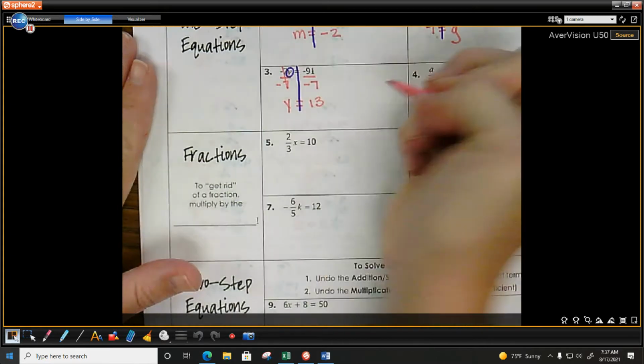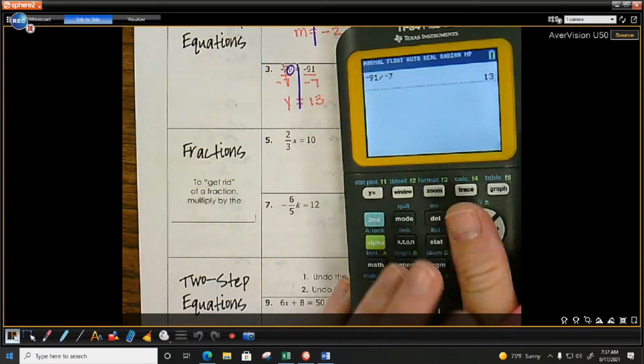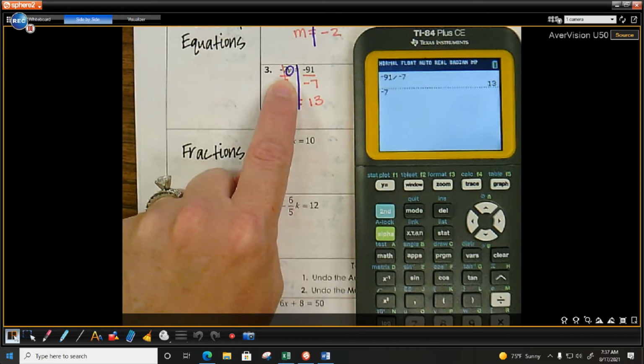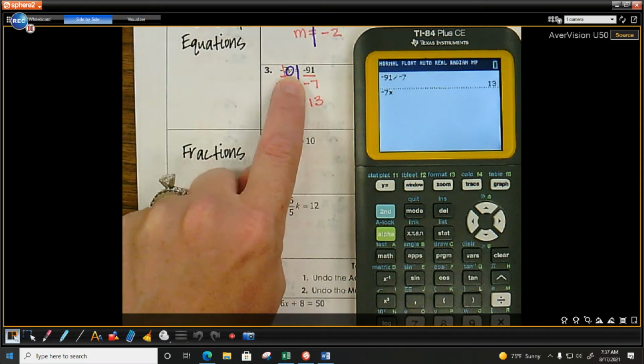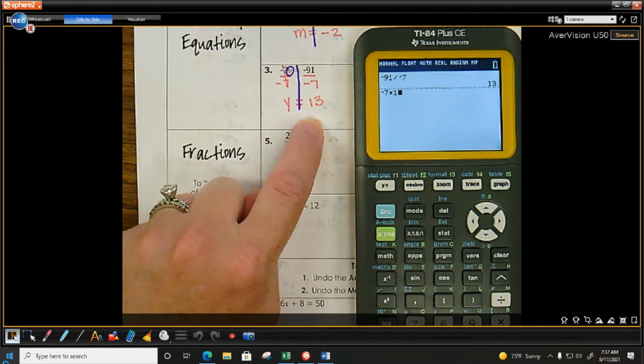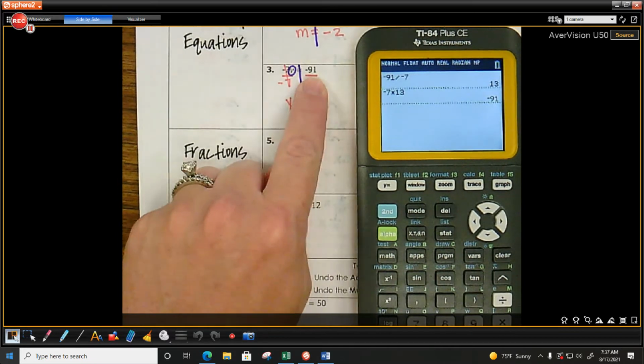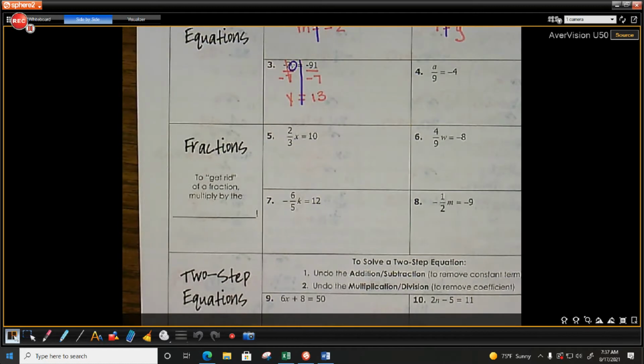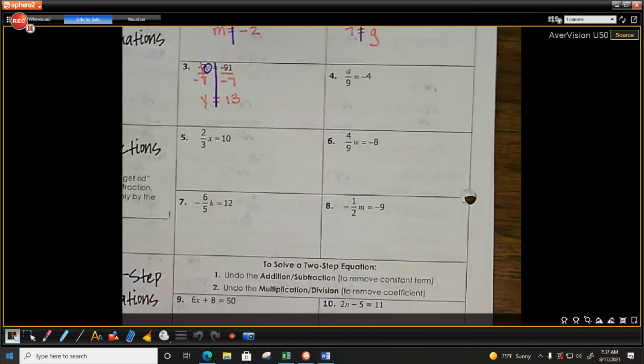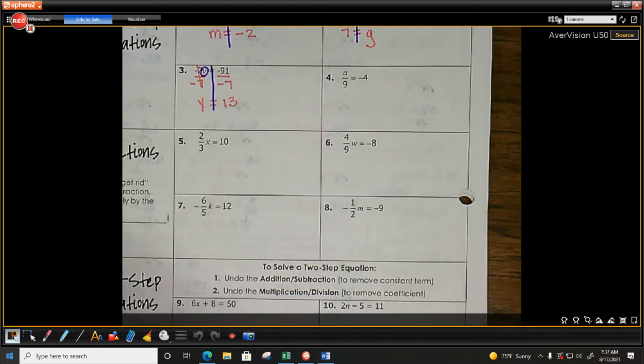Now again, guys, it's a good idea to go back and check yourself. So I'm going to do negative 7 times y, which we just found y's value to be 13. So negative 7 times 13 is 91. It matches. Okay. Number 4, these are the ones we struggle with the most.